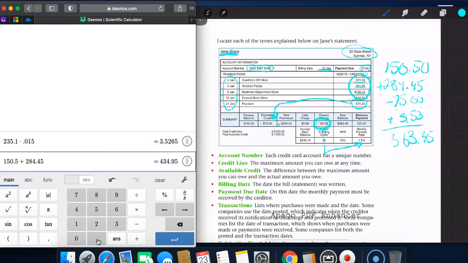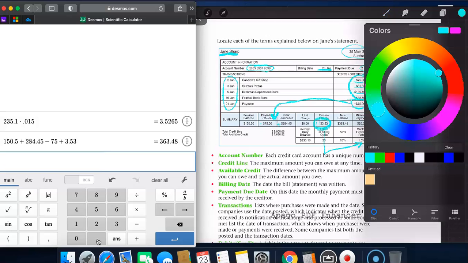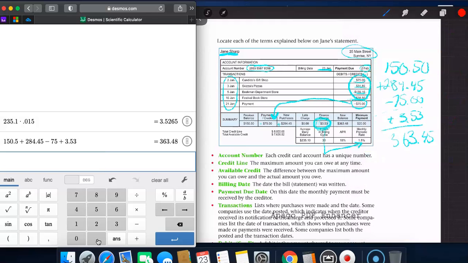284.45. Then we're going to subtract 75, and we're going to add the $3.53, and our total is 363 and 48 cents. Notice, I'll get another color here so we can really see it. Notice, there's your new balance.